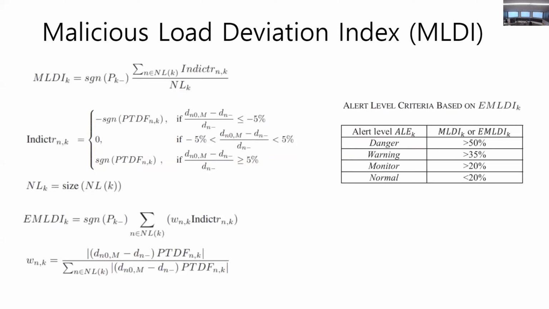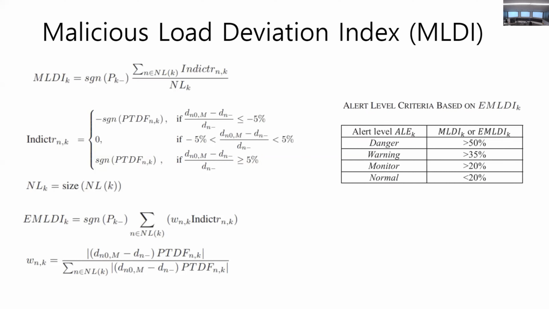Although MLDI itself can act as a metric to detect FDI cyber attacks, it fails to account for load magnitude and actual PTDF values. It merely accounts for the polarity of PTDF. So a third metric called the Enhanced Malicious Load Deviation Index is developed to account for these factors.